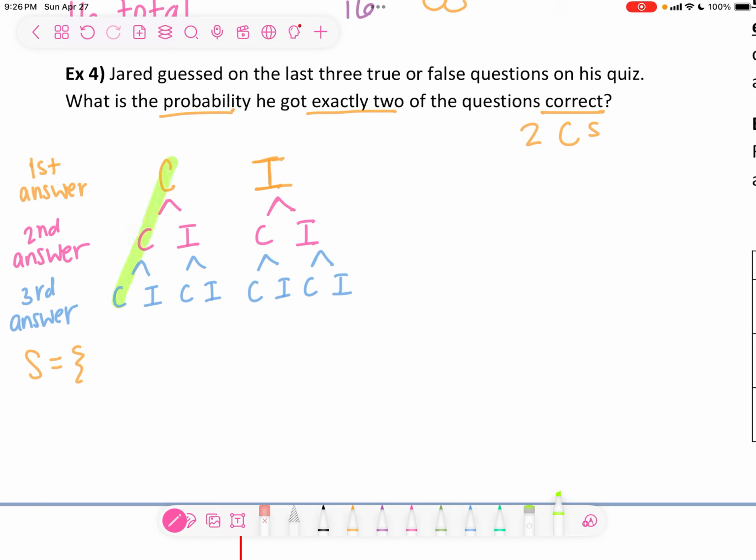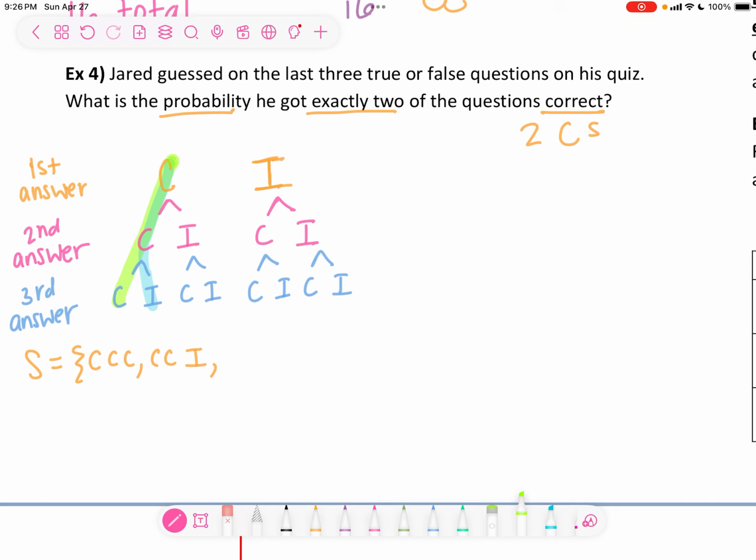C, C, C. Okay, everything is correct. Then the next option is going to be, let me see, I'll change the color. C, C, but then I. Okay, so for that next one, you could have two correct and then an incorrect. So C, C, I.